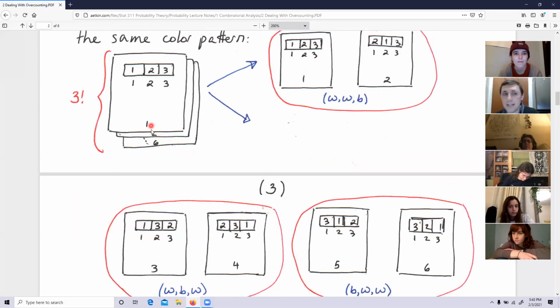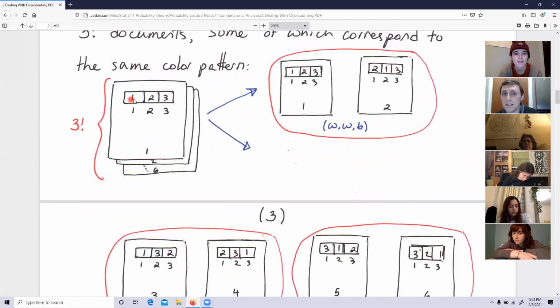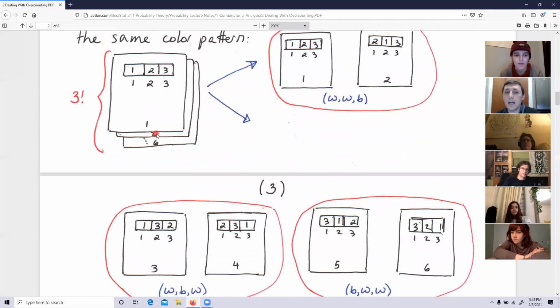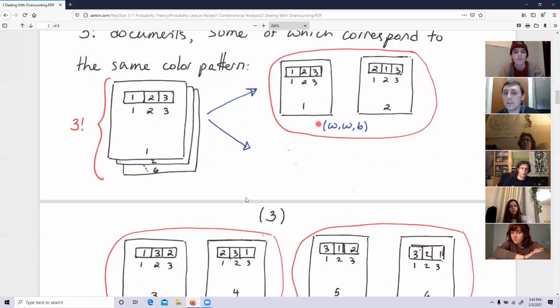We altogether had 6 pieces of paper because there are 6 different ways of arranging in order the entities 1, 2, and 3. Yes, the 2 white pawns and the black pawn, if I distinguish between them. So there are altogether 3 factorial documents. Now I can sift through those documents and I can create 3 piles, right? And the number of documents in each pile in this case is 2.